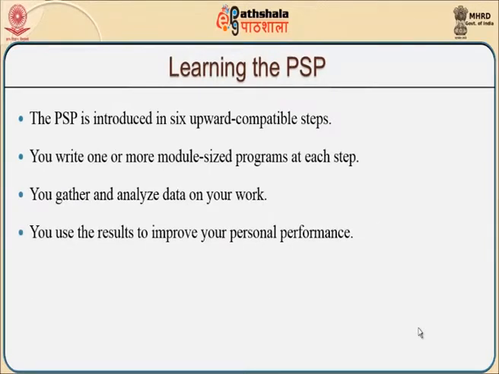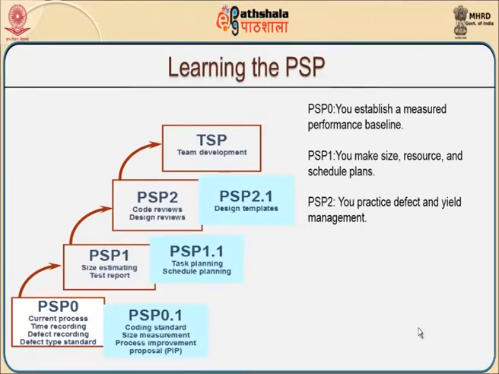In terms of learning associated with the personal software process, it is introduced in 6 upward compatible steps, starting from writing one or more module sized programs at each step. Not only that, you gather and analyze data on all the work. So, that becomes the analytics of the work. You use the results to improve your personal performance. So, this has been indicated here at level 0, level 1, level 2, and finally handing it over to team software process.